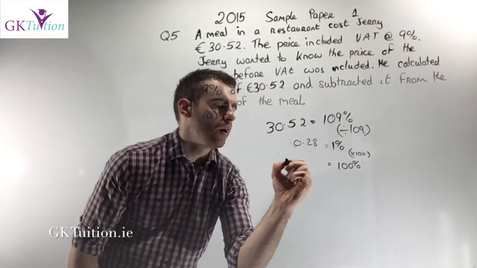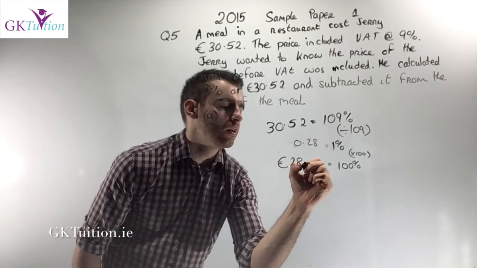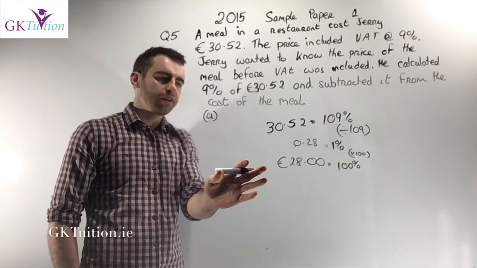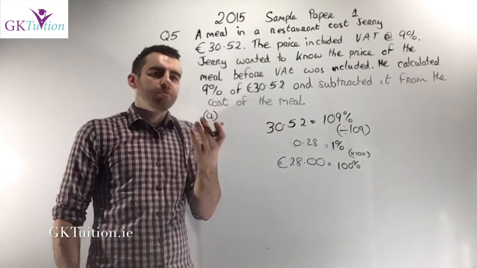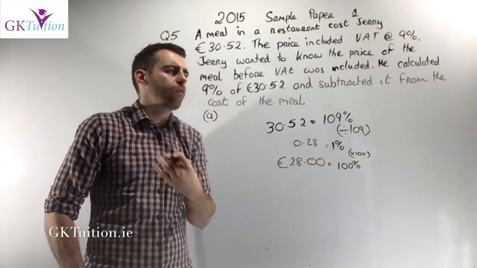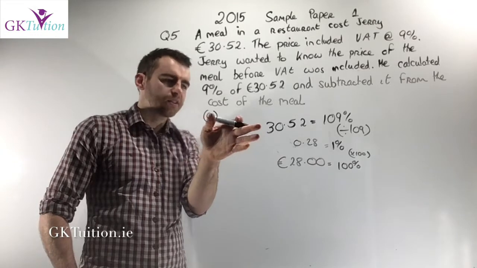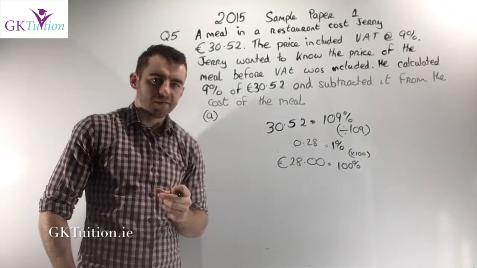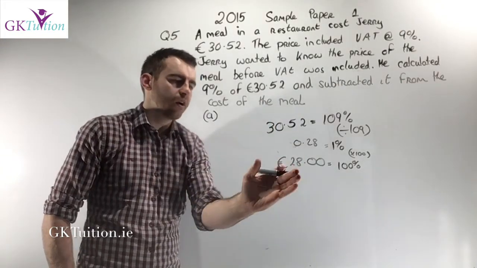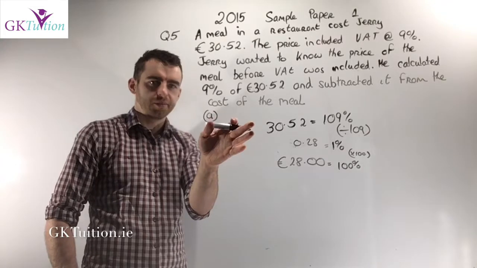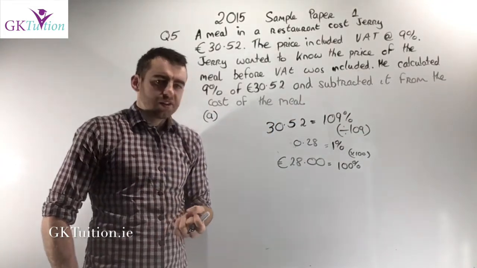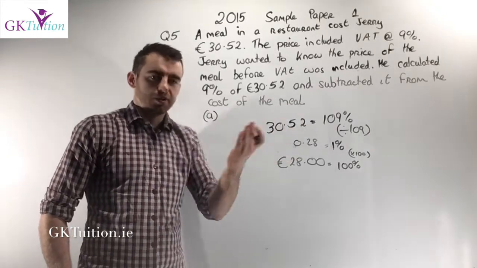And that tells me that the price of this meal before VAT was included was €28. The price of the meal before VAT was included was €28. So the problem with Jerry's tactic: if Jerry wanted to know the price of the meal before VAT was included, Jerry got 9% of this figure and subtracted it, when in fact Jerry should have been getting 9% of the original figure. Jerry needed to get 9% of €28 and subtract it from this, or else he needed to do it like this. Basically, to get the marks in a question like this, you would just need to say that this is what Jerry should have done.